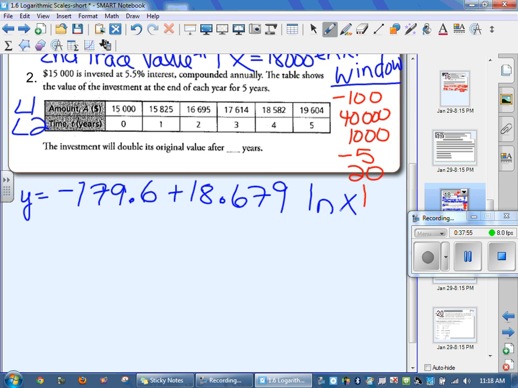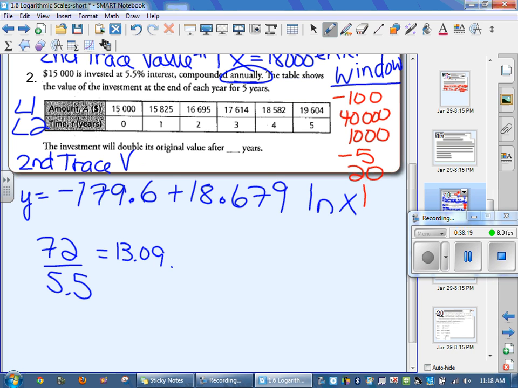So that's going to give you 13.09. Now, if we do it algebraically with the calculator, you're going to go second trace, value of x, and type in 30,000, because 30,000 is the doubling of 15,000. How long does it take you? You're going to get 12.94. So 13 years. 12.94 is what you get. Okay, so roughly 13 years. Let's take a look at the last 3 examples here.